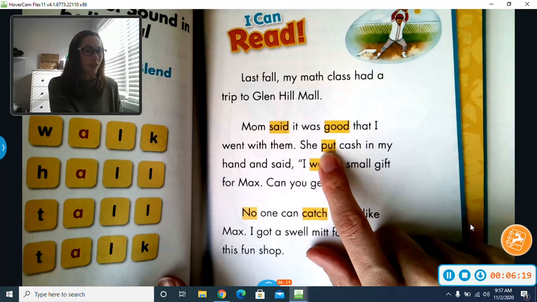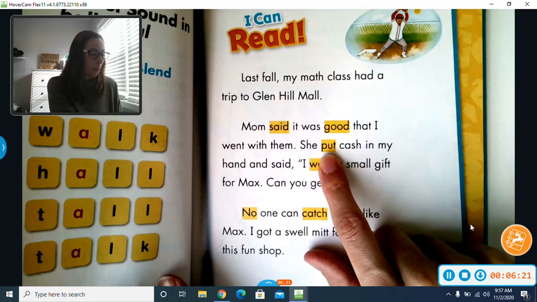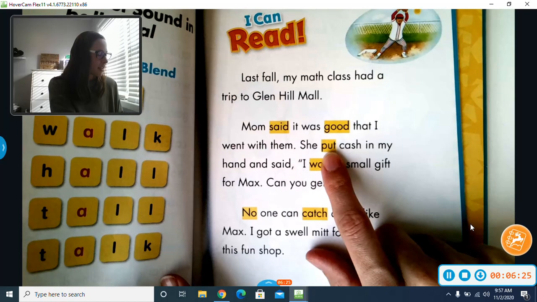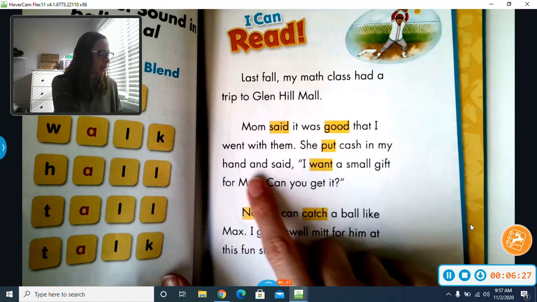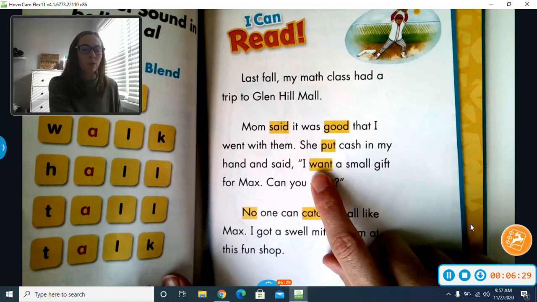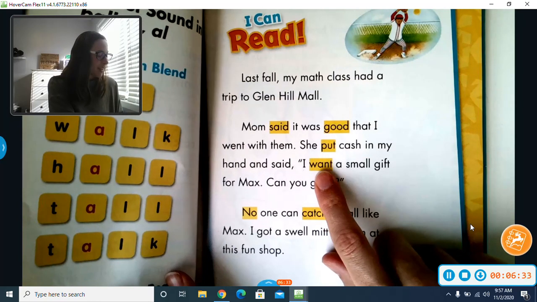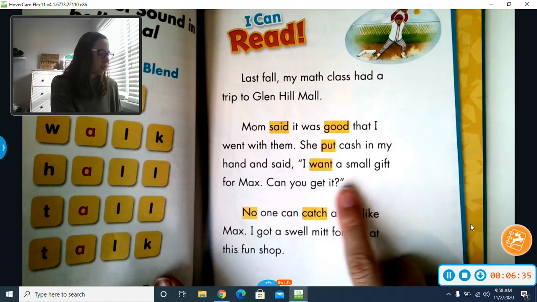Do you remember this one? If you do, go ahead and say it. The word is put. Good. Point to it and say put. Nice. If I keep going, oh, I get to this one. This word is want. Say the word and point to the word. Want. Awesome. Okay. Oh, and O.